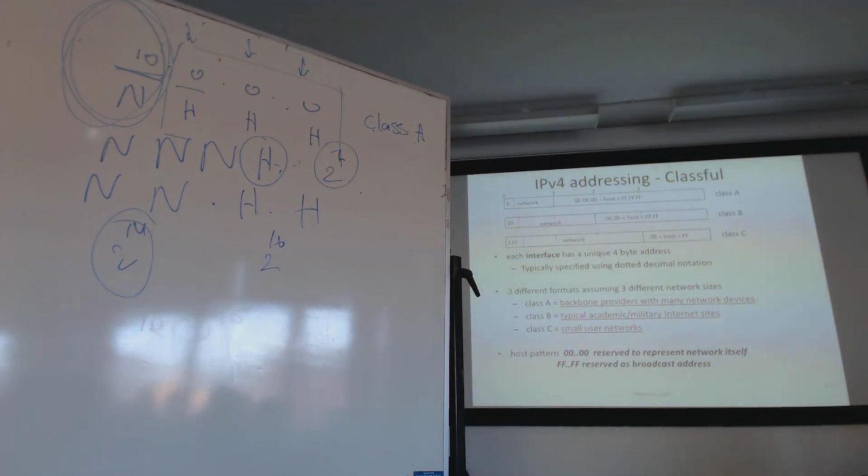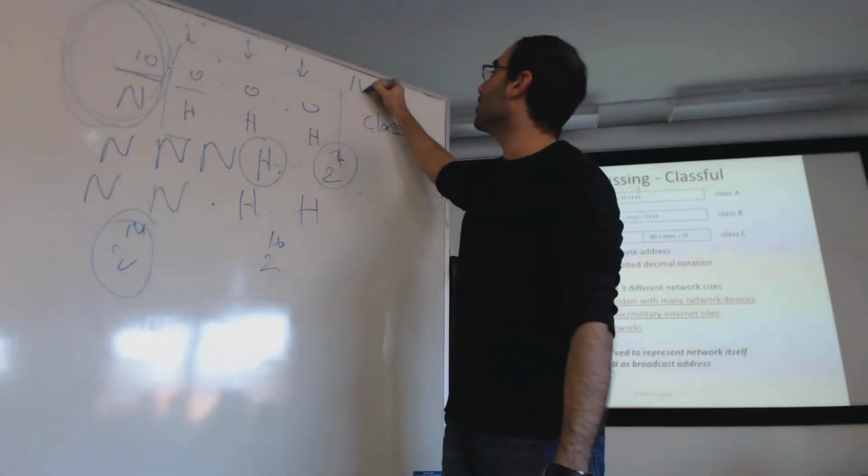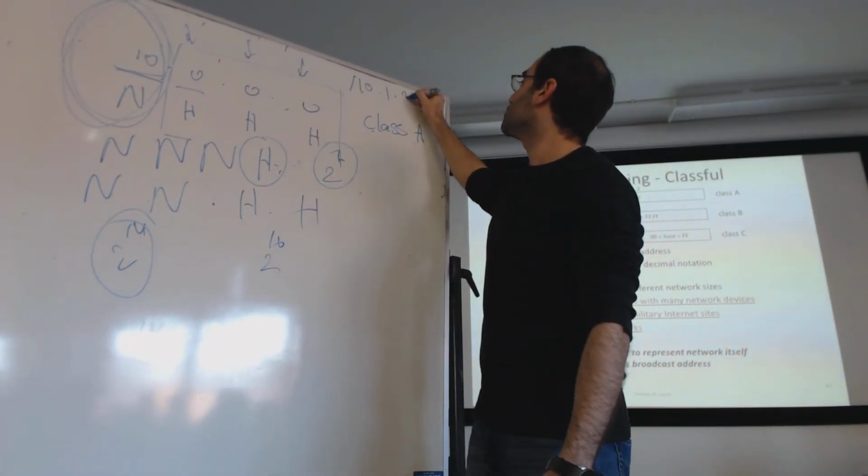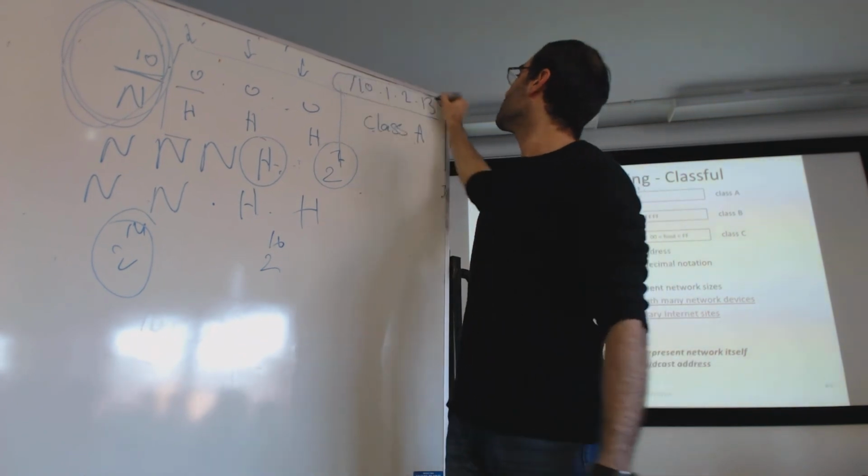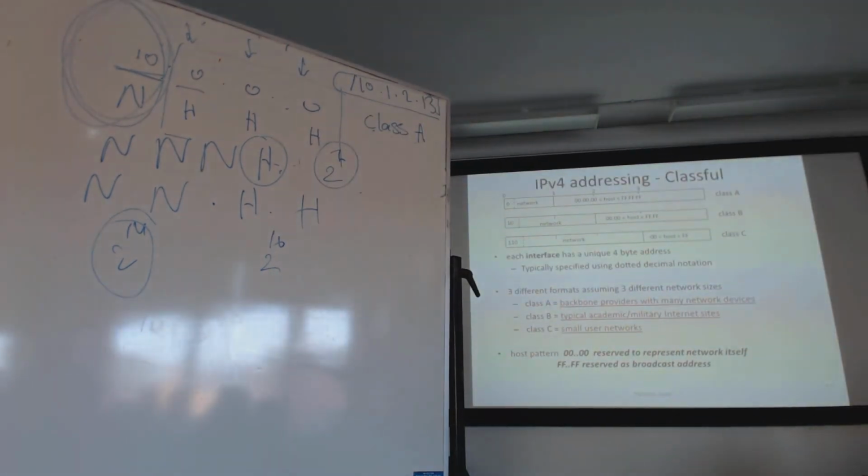So each interface has a unique 4-byte address, and that, again, is your IP address. Typically specified using dotted decimal notation. That's your dotted decimal notation, for example 110.1.2.13. You're just referring to a decimal format. Okay?